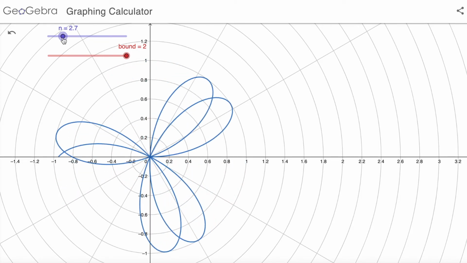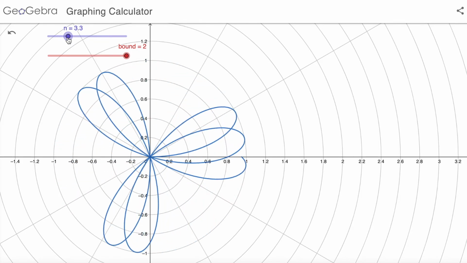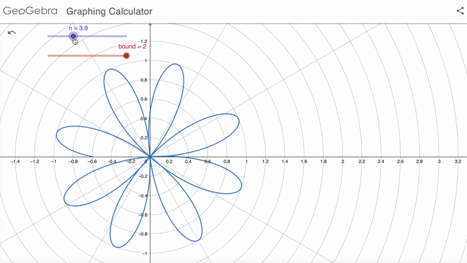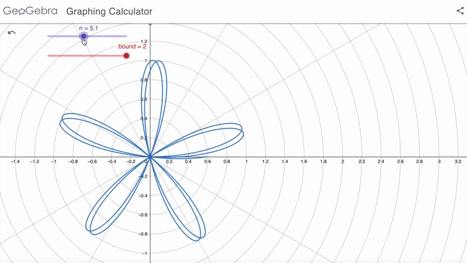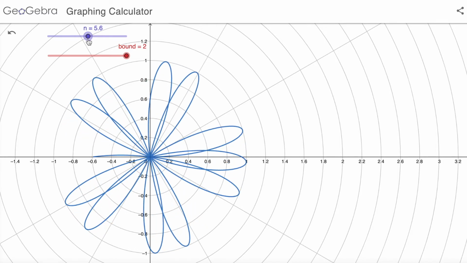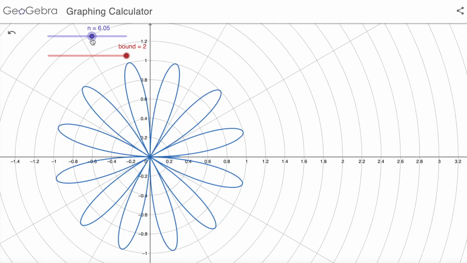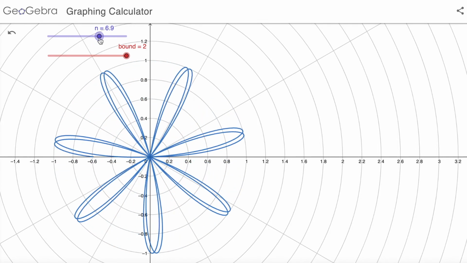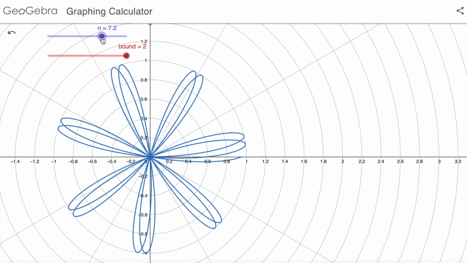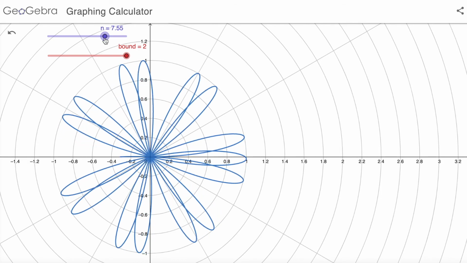Another way to see this is to move continuously between even roses and odd roses. By moving this slider, I can watch the rose generate as n increases. You can see it come together to be overlapping at odd numbers and spread back apart to be evenly spaced at even numbers. So now you know why odd roses only have n petals. Half of them are hiding behind the others.